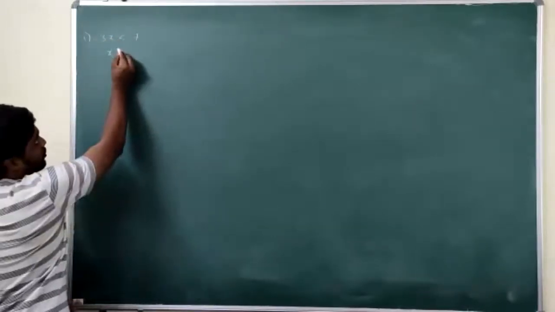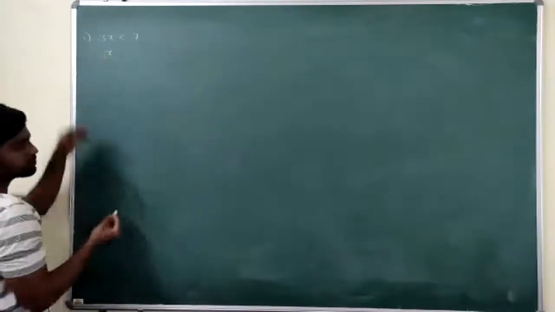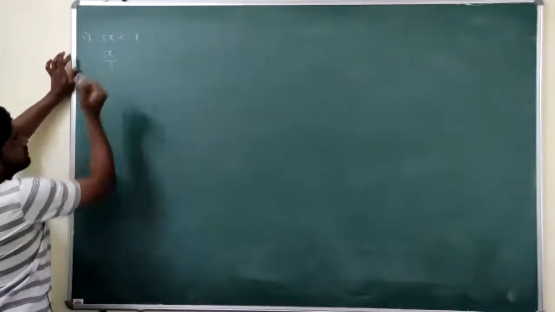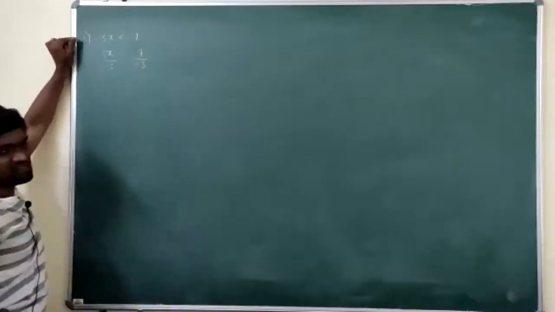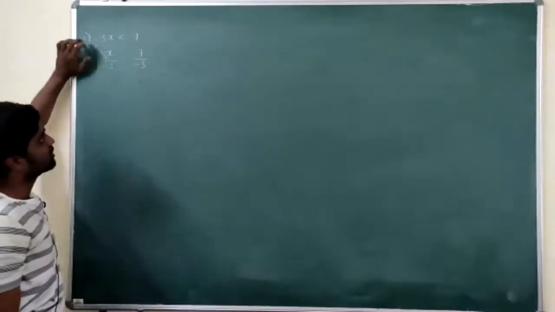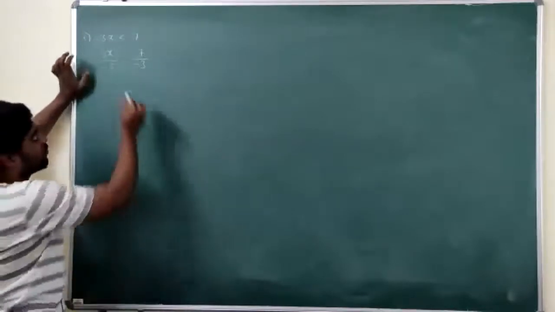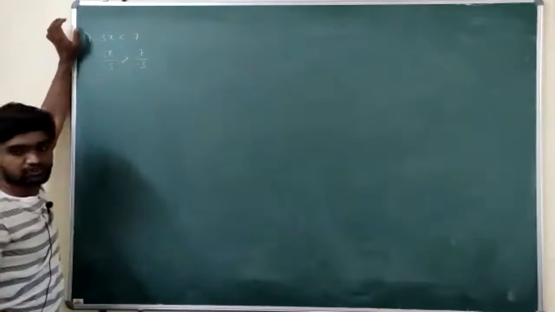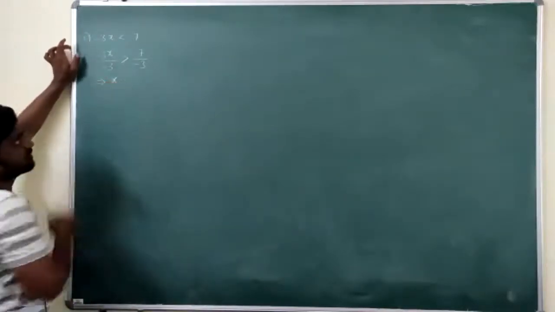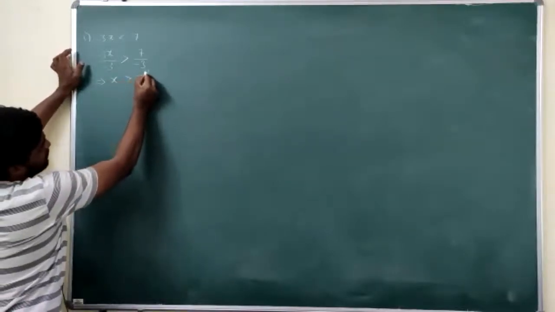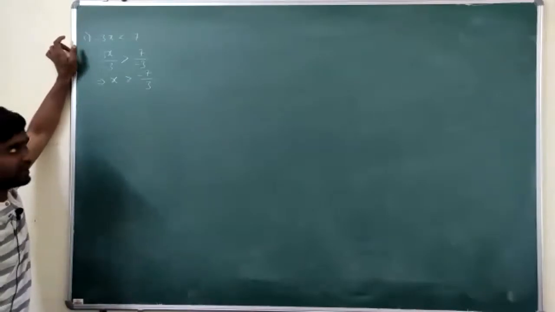So, I am dividing with minus 3 on both sides. To eliminate minus 3 from LHS, I am dividing with minus 3 on both sides. Now, when you divide or multiply with a negative number on both sides, inequality gets reversed. Inequality changes. So now, what about x? X will be greater than minus 7 by 3.